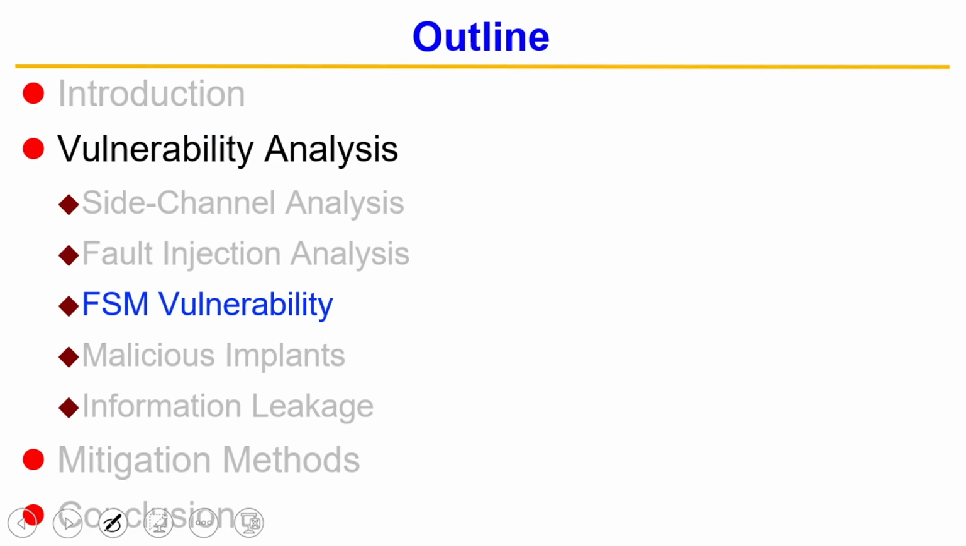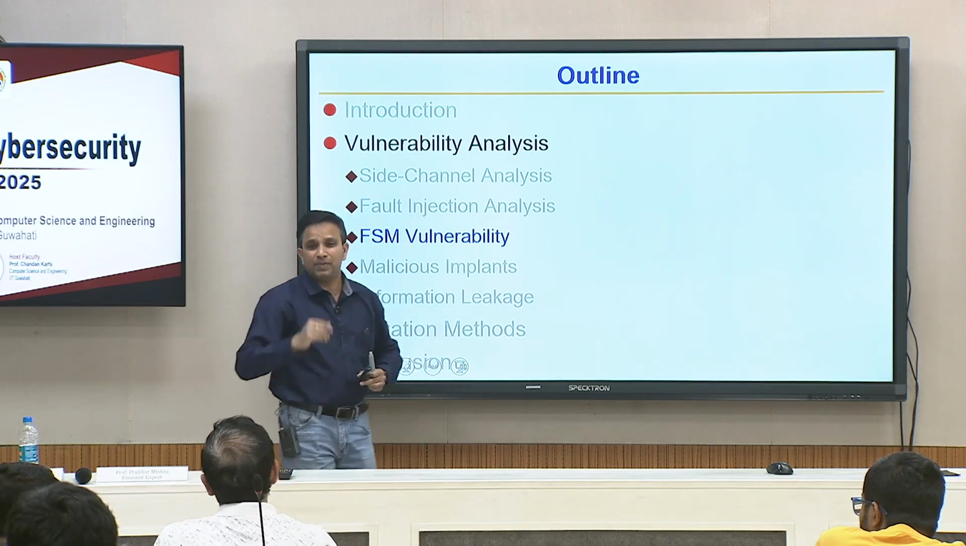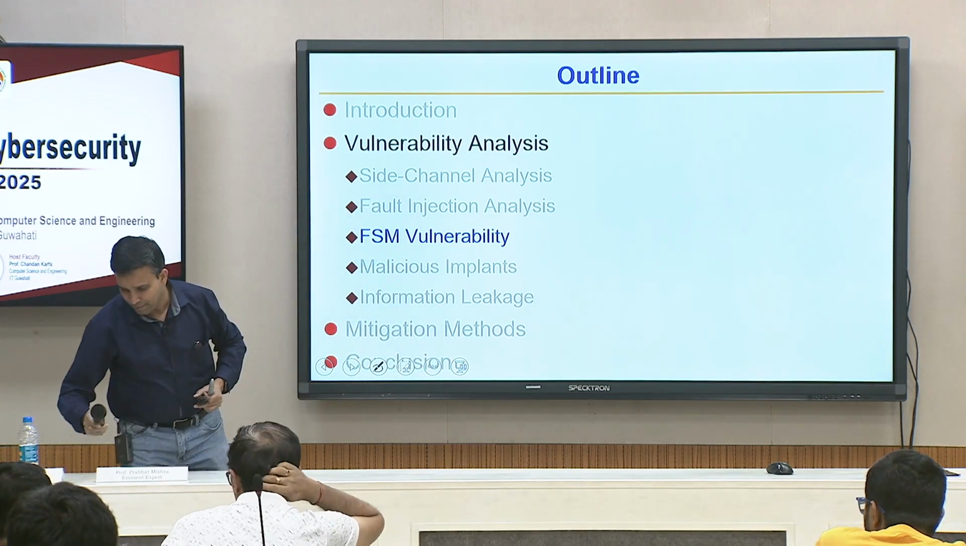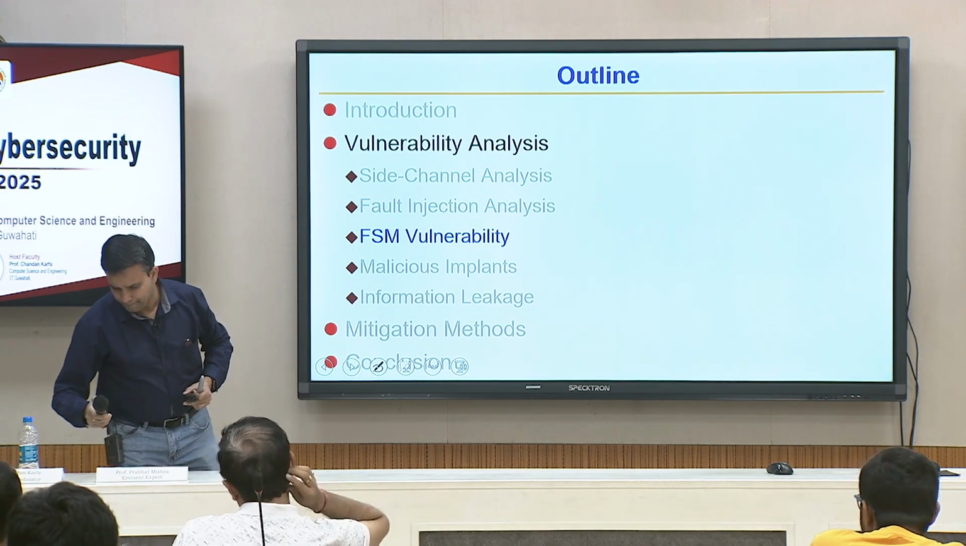Now, I am going to talk about finite state machine vulnerability. If you looked at it, the cryptographic module itself has a finite state machine, each of them, because they have different states. Yes, please. If it is not a functional change, how do you basically detect the other kind of Trojan?